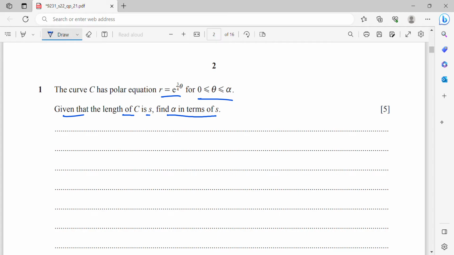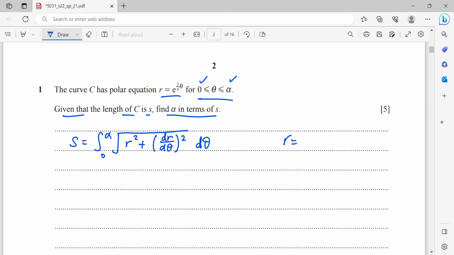Now our S, which is the arc length formula, will be the integral from 0 to alpha, because theta is defined from 0 to alpha, of the square root of r squared plus the square of dr over d theta, with respect to d theta. So this is the formula for the arc length of polar coordinates.